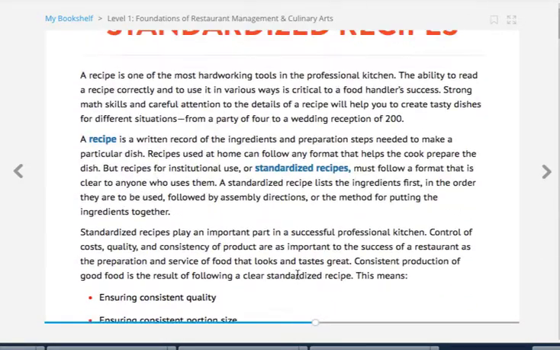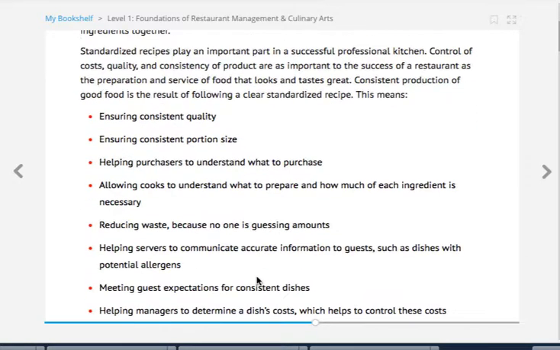So the components of a standardized recipe are just as important as what is in the recipe. Having a recipe that's standardized ensures consistent quality. It ensures consistent portion size. It helps you as a purchaser to understand what you need to purchase. It allows cooks to understand what and how much of each ingredient is necessary. It helps reduce waste because you're not guessing on how much flour you need. You have a specific measurement of flour.